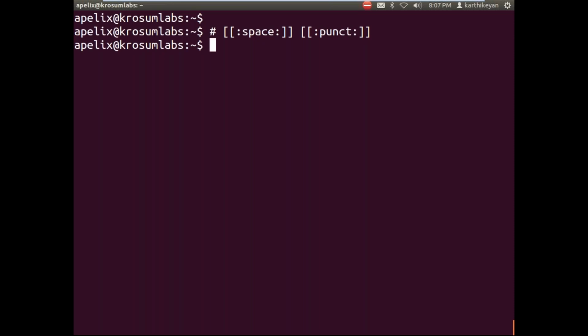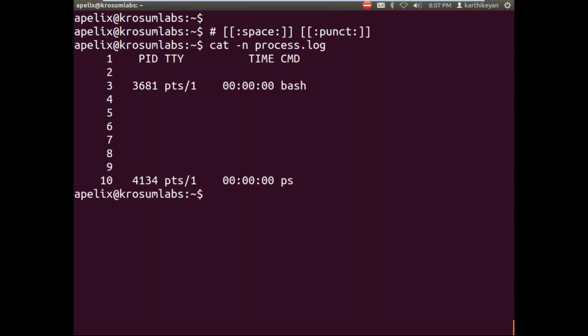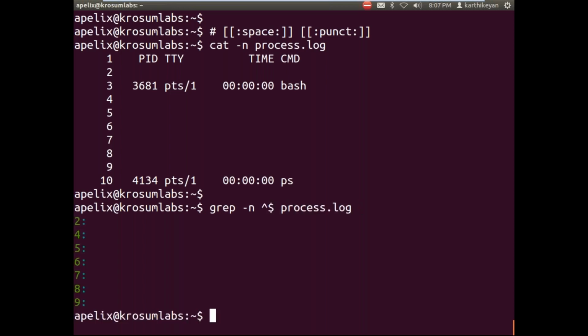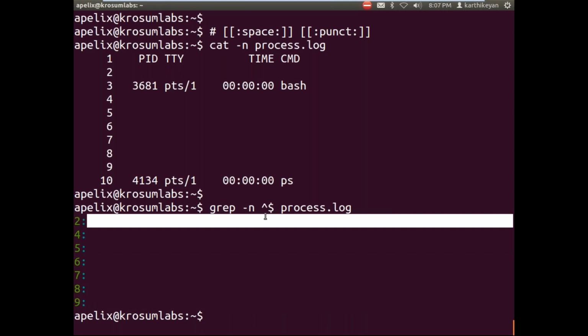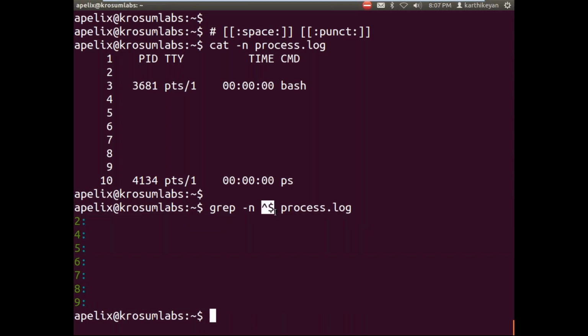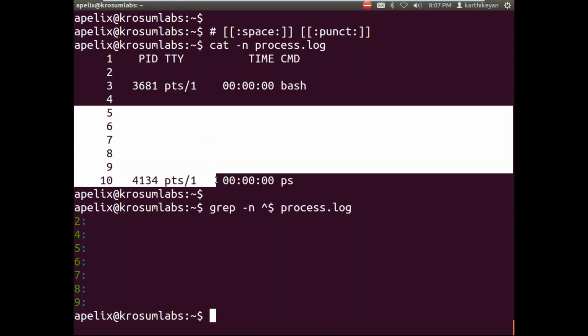Next, last one. Suppose you have some empty line, finding an empty line, we can use the anchor dollar combination. Anchor dollar. So the output here, the anchor dollar combination is finding or matching the empty line. The empty line has no space and no special notation symbol.